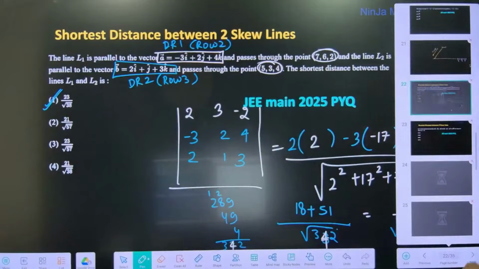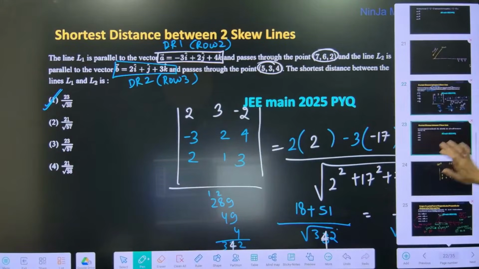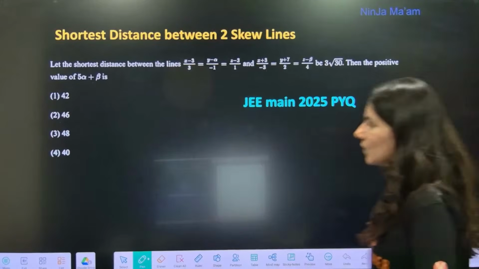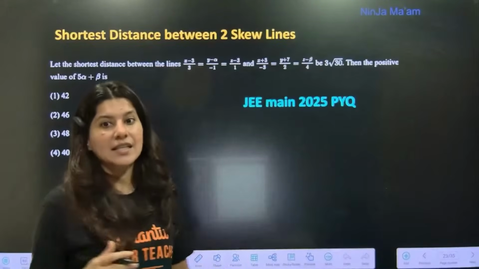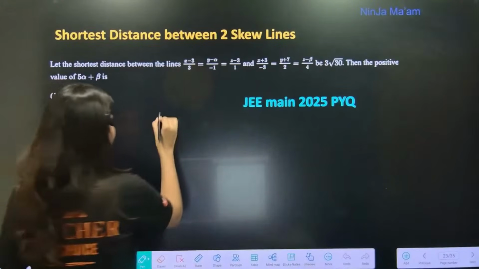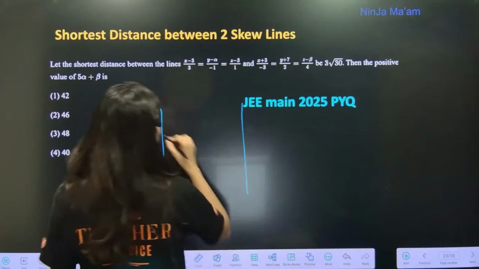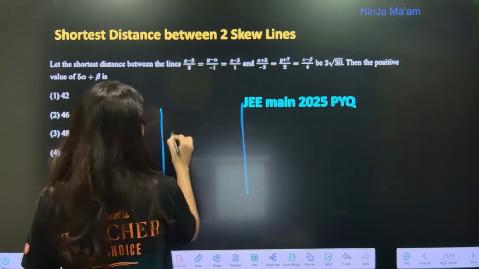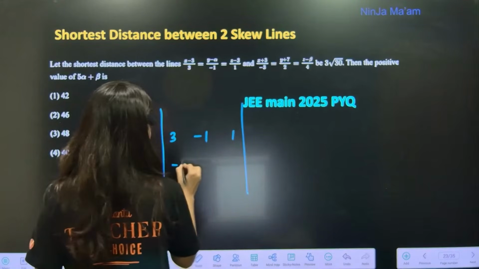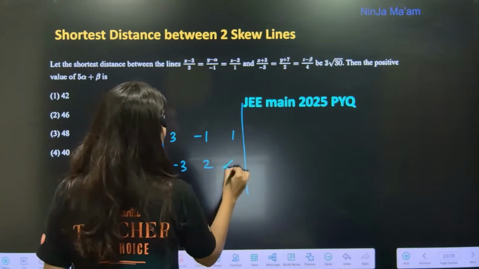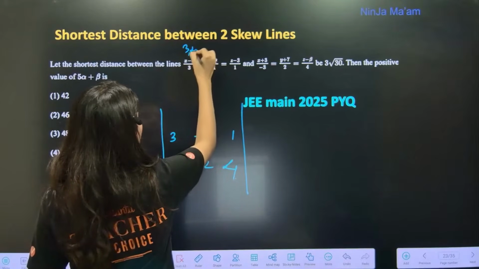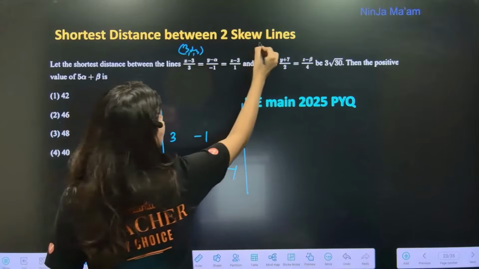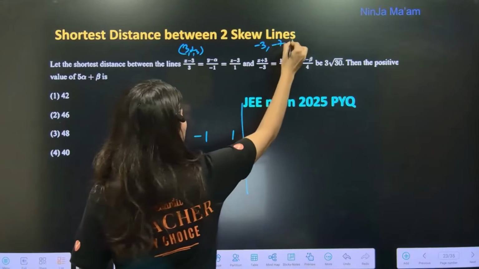Again, shortest distance between two lines. One more question now on shortest distance between two lines, so that you get the hang of the technique. There is a technique. Again, shortest distance between two lines is given to you this time. So 3 minus 1, 1 minus 3, 2, 4. Okay, and this is 3 alpha 3, 3 alpha 3, and this is minus 3 minus 7 beta.